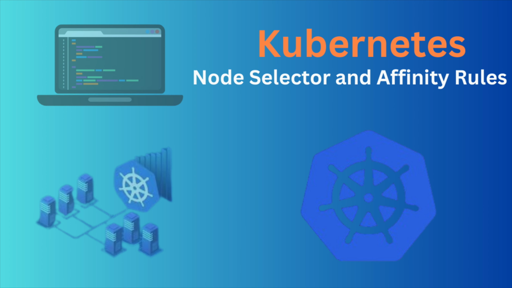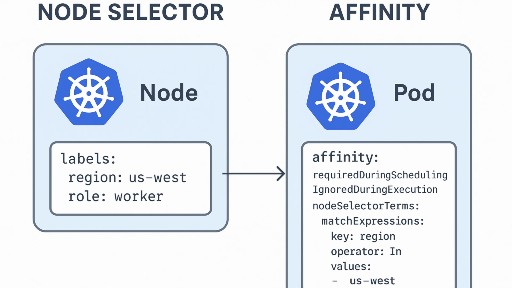Now let's talk about why we use these node selector and affinity rules. We will also talk about the use cases of using each one of them. Finally, we will take a look at the practical demonstration. Now let's talk about why we use these node selector and affinity rules.